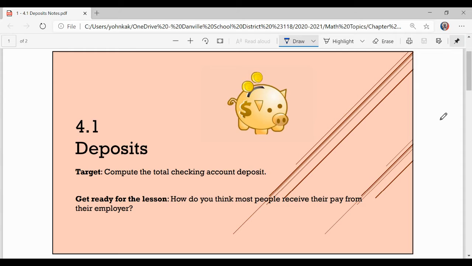Today we're going to learn how to compute the total checking account deposit. So the main question we're going to talk about is, how do you think most people receive their pay from their employer? I think nowadays a lot of people get their paycheck direct deposited, goes right into their account. They don't even get a pay stub anymore, although everybody gets paid differently, but a lot of people get direct deposit now for their paycheck.